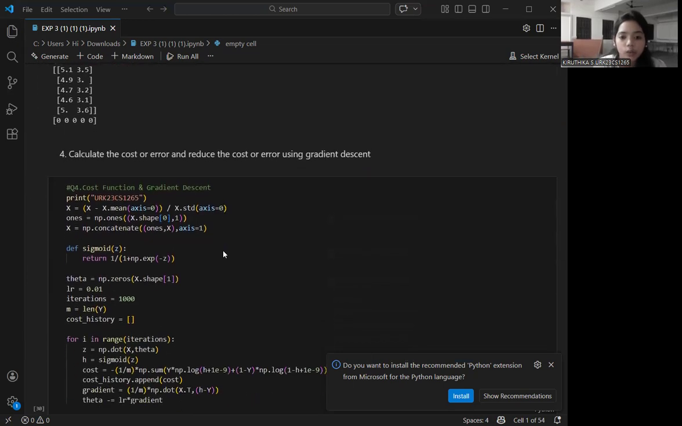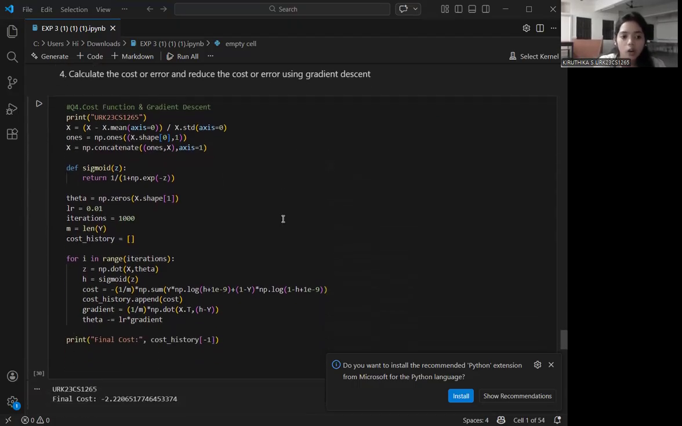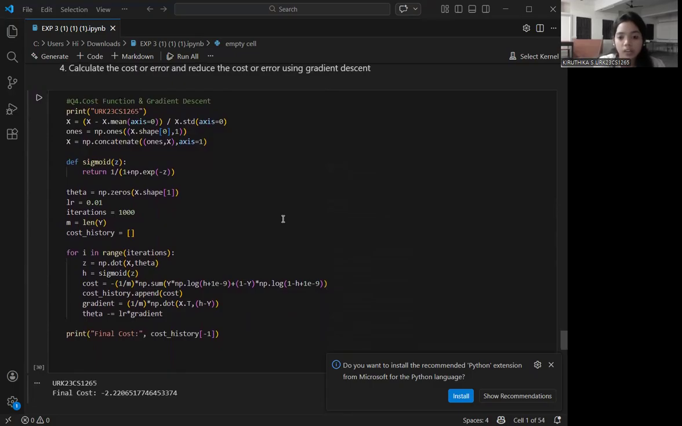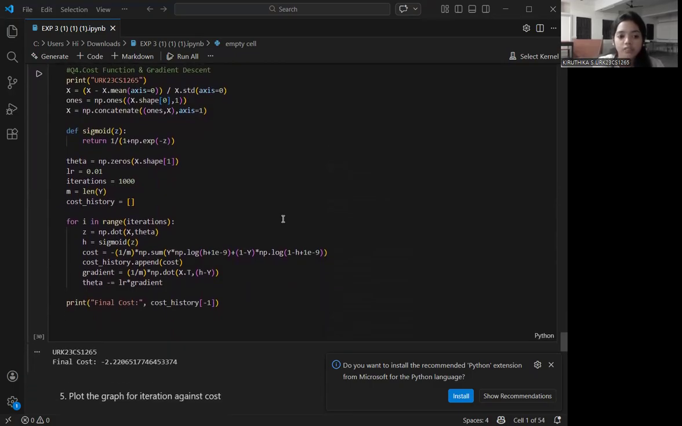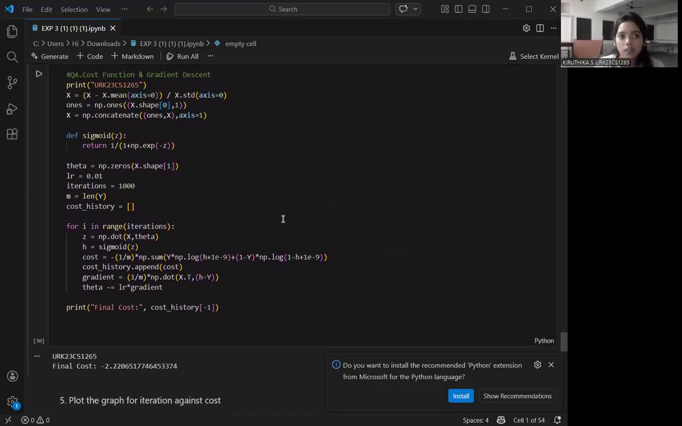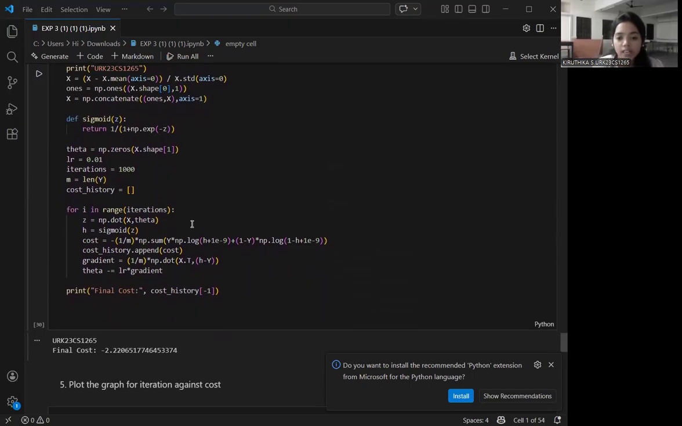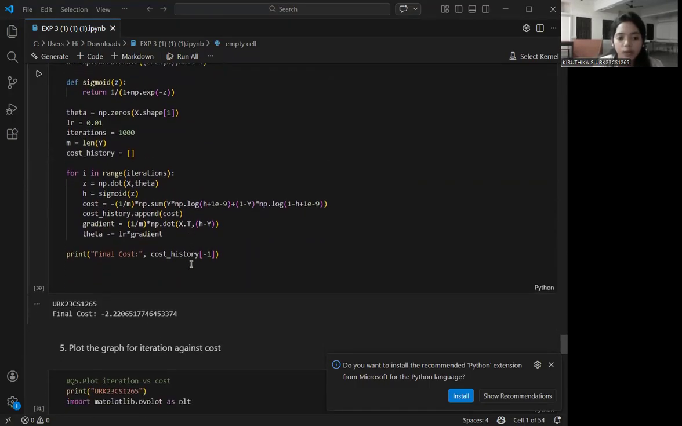And the fourth one is cost function and gradient descent. Steps performed include normalize the data, add bias term, apply sigmoid function. The sigmoid formula is sigma of z is equal to 1 divided by (1 plus e to the power minus z). And then update weights using gradient descent. The final cost value is minus 2.22.